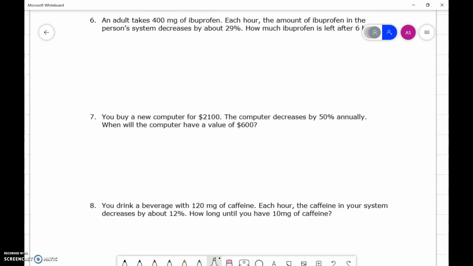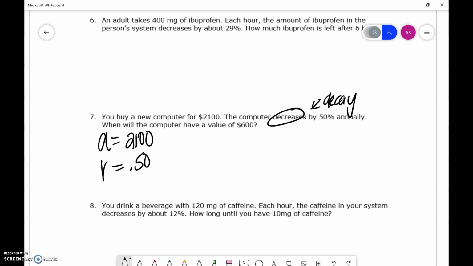Okay, it says you buy a new computer for $2,100. The computer decreases by 50% annually. When will the computer have a value of $600? Okay, so my A, again, is my starting point. So A is 2,100. It's decreasing, so I know that this is going to be decay. And it's decreasing by 50%, so that's going to be 0.05 for my R. So I'm going to have f of t equals 21,000 times 1 minus 0.50 to the t.